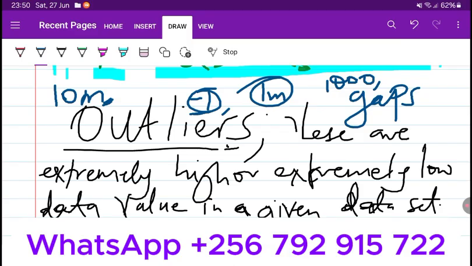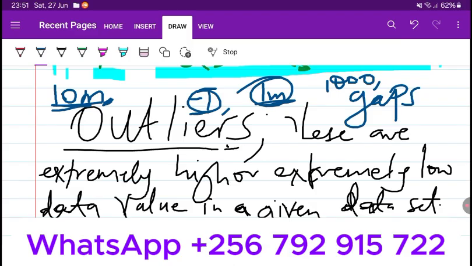So one thing that we have said is that it causes gaps. Just imagine if we are to plot this graph, you will see that in between 1 million and 10 million, there will be nothing. You will not have any value plotted there, but it will just have a gap left within the distribution or within the data set.